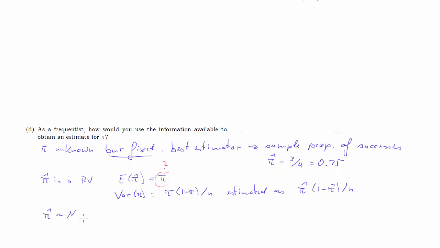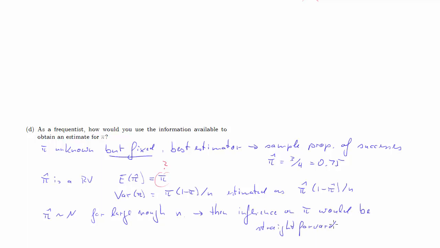If we wanted to perform inference, we needed to know how that random variable pi hat is distributed. Now, for large n, it would be distributed approximately normally. And then performing inference on a normally distributed random variable would be pretty straightforward. So then you could test hypotheses. For instance, is pi hat larger than 0.5, if you wanted to do that. But we're not going to do that here.